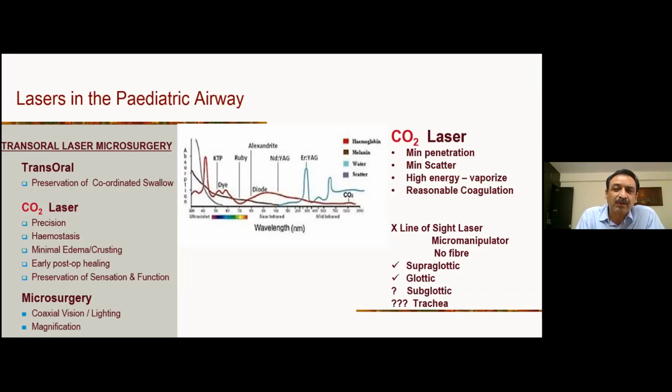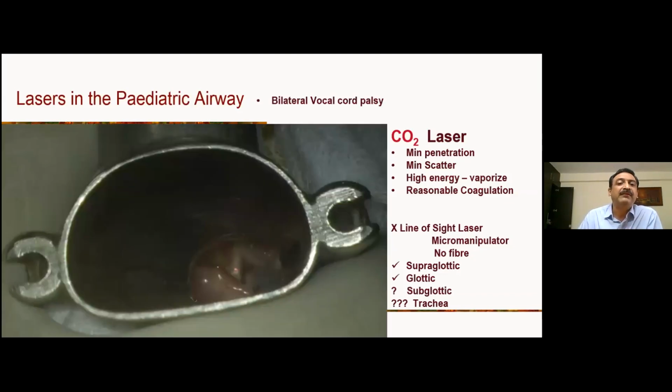So great for supraglottic, great for glottic, generally okay for subglottis, so sometimes you can have a little bit of an issue, but as you go deeper and deeper, it's certainly an area where you start to think in terms of other technologies, maybe a flexible laser, maybe coblation, maybe microdebrider. But for the supraglottis and glottis, this is a great thing to have.